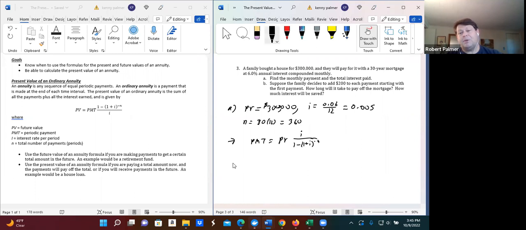All right, so now let's plug everything in. We have $300,000 times I, which is 0.005. That's our interest rate per period. And 1 minus 1 plus I, which is going to be 1.005, raised to negative 360. And once again, we're going to use Desmos to help us out and calculate this. Let's go back there.